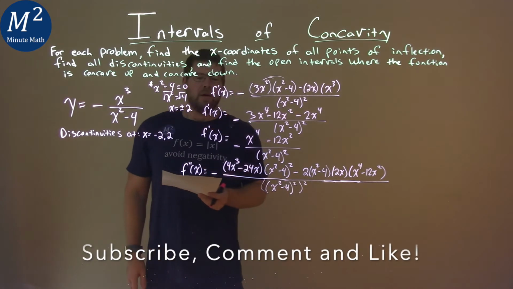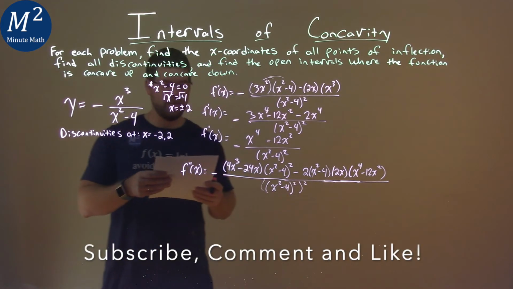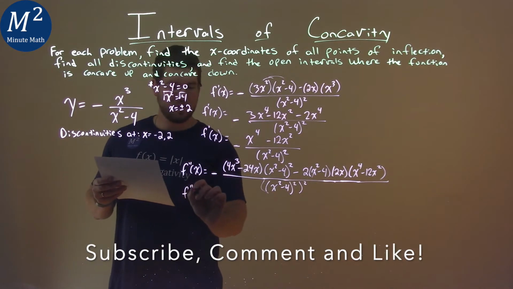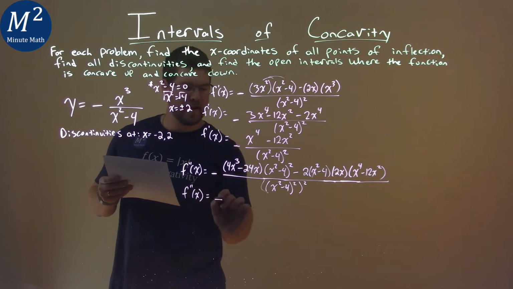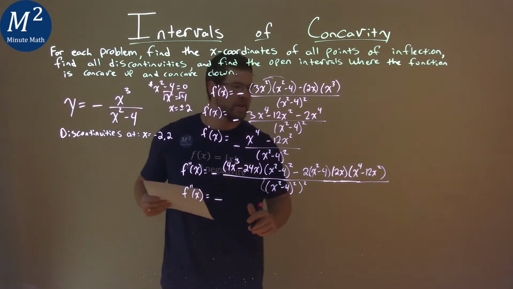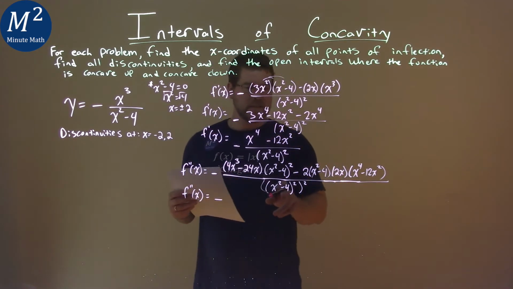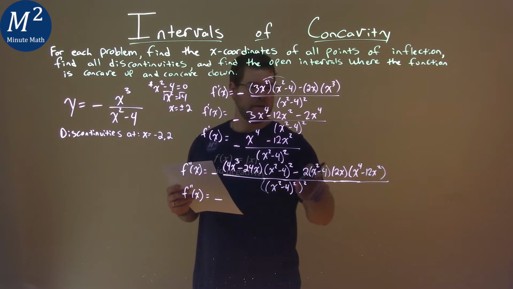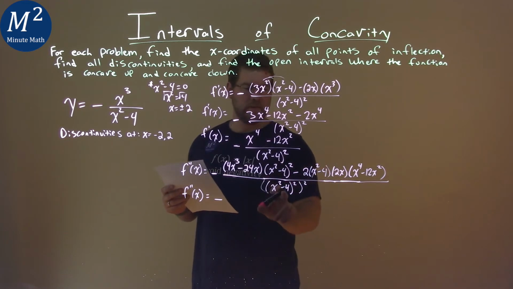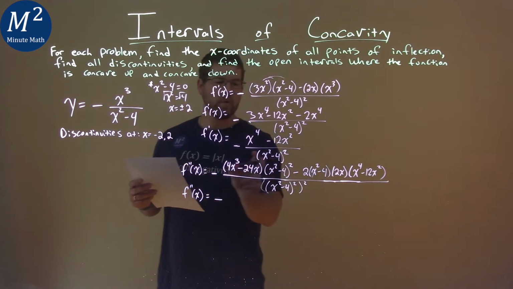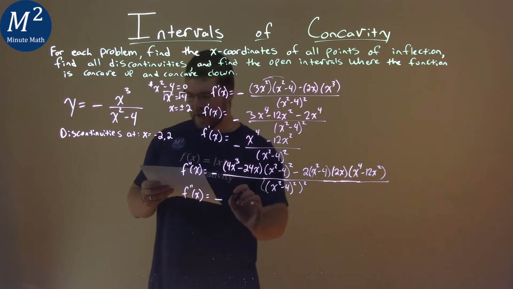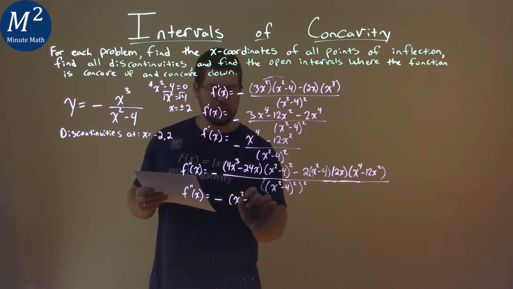Okay, let's simplify where we can. So we have f double prime of x here. Negative, don't forget that negative out there. When I was doing the notes here, it kind of got me. Now notice here, I'm seeing an x squared minus 4 and x squared minus 4 in this whole multiplication, and then down here. So I'm going to pull out an x squared minus 4 first.